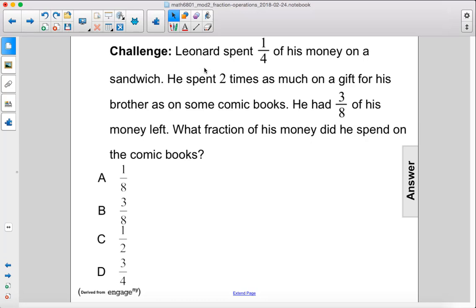Leonard spent 1/4 of his money on a sandwich. He spent 2 times as much on a gift for his brother as on some comic books. He had 3/8 of his money left. What fraction of his money did he spend on the comic books?